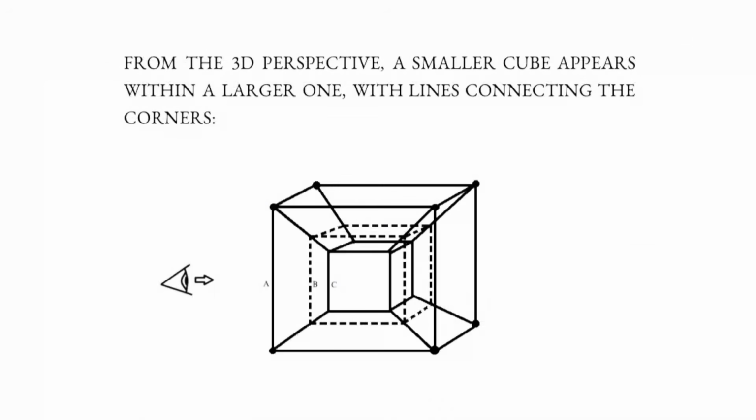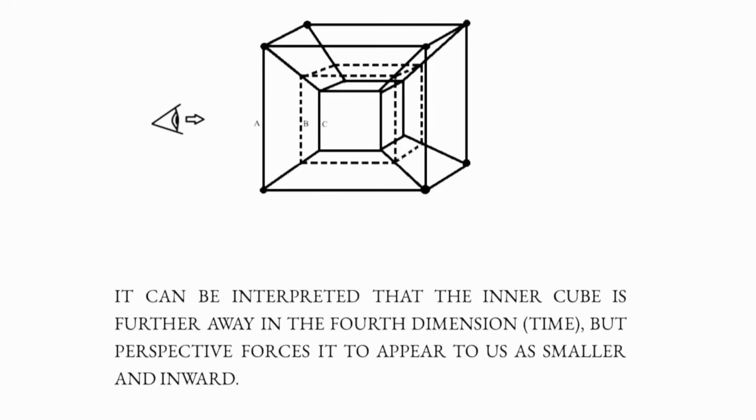From the three-dimensional perspective, a smaller cube appears within the larger one, with lines connecting the corners. It can be interpreted that the inner cube is further away in the fourth dimension, time, but perspective forces it to appear to us as smaller and inward.